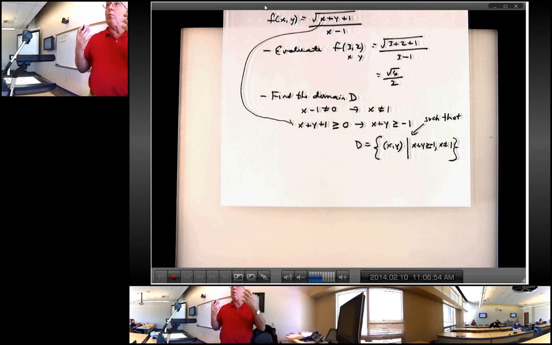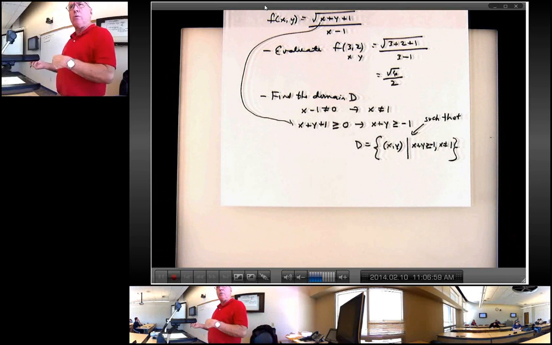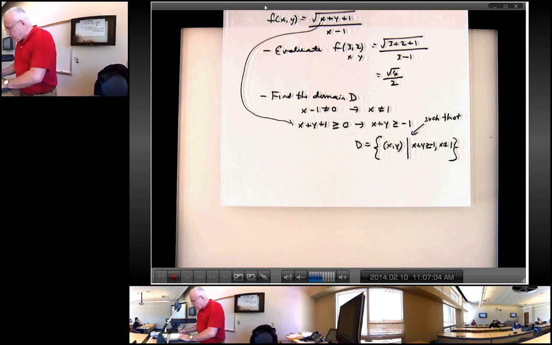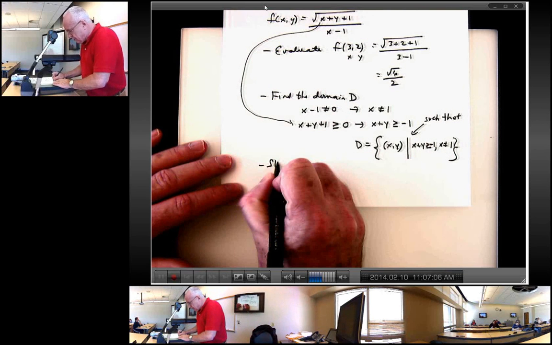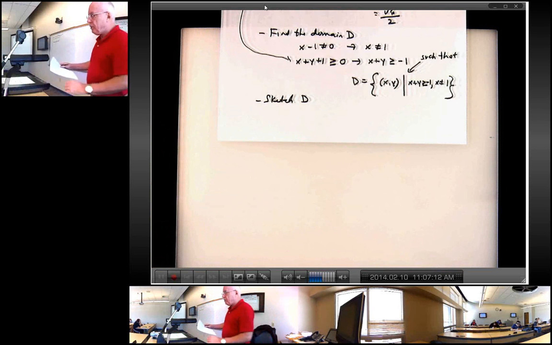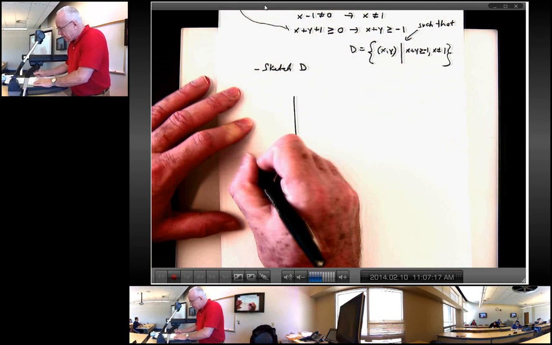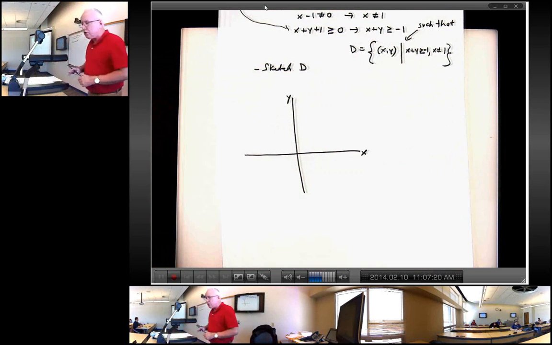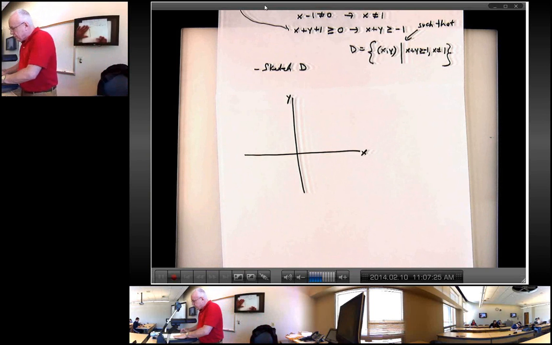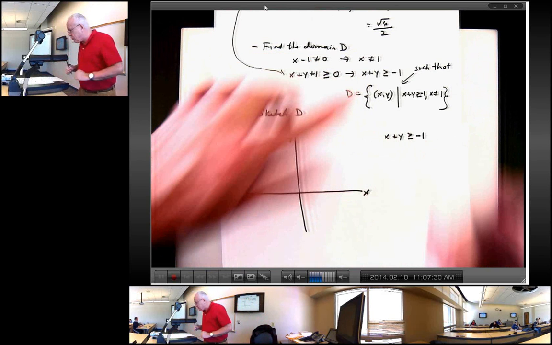We have to look at what we can't have, and then we can have everything else in our domain. So are we okay with how I obtained that? Now, you might also be asked to sketch the domain. So we want to do a little rough graph of this. Now, this is just on the xy plane. We're just talking about ordered pairs. For starters, let's look at this one here. x plus y has to be greater than or equal to -1.